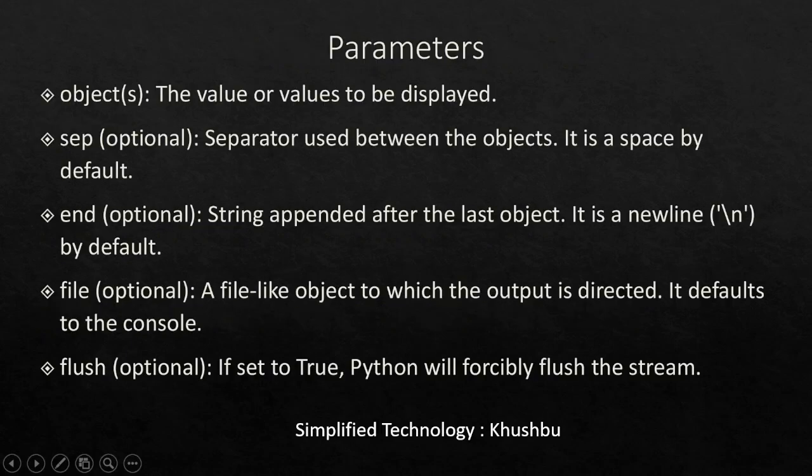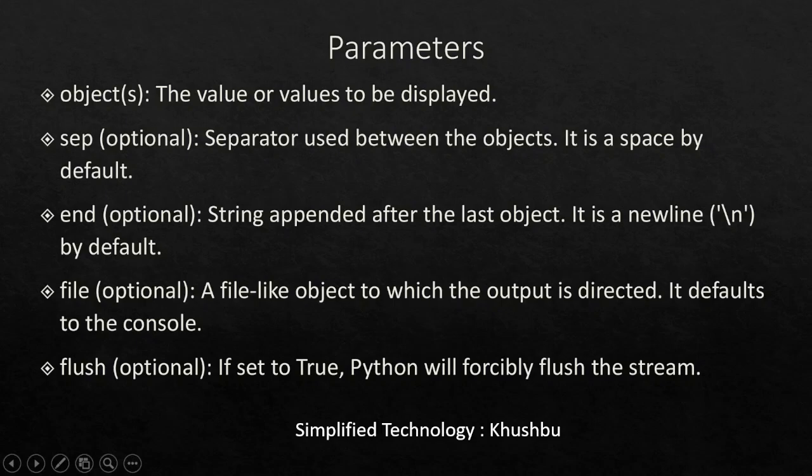So let us first understand what these parameters are. Objects are the value or values to be displayed. Whatever we write inside the parentheses of the print function is called the object, and it is displayed on the console. Sep is optional. This is called a separator, and it is used between the objects. It is a space by default. If you are not giving any sep parameter in the print function, then by default a space is included between every object of the print function.